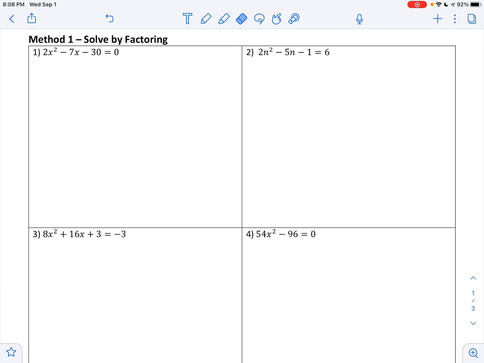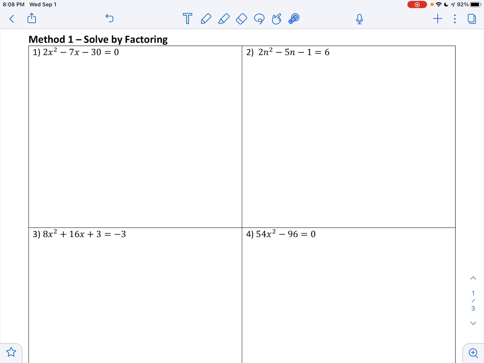Today we're going to talk about solving quadratic equations. There are 4 methods for solving quadratics. You can solve by factoring, by taking square roots, by completing the square, and by the quadratic formula. Today we're going to focus on those first 2, solving by factoring and solving by taking square roots.